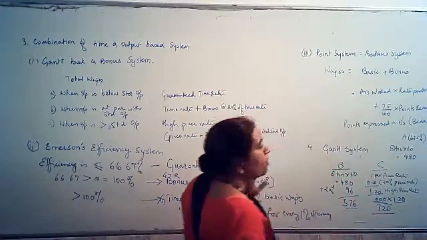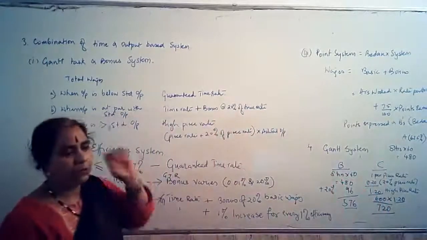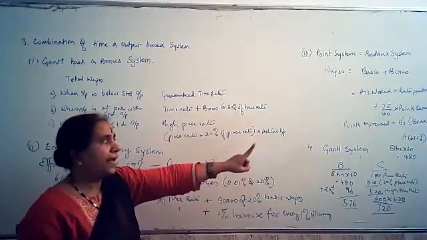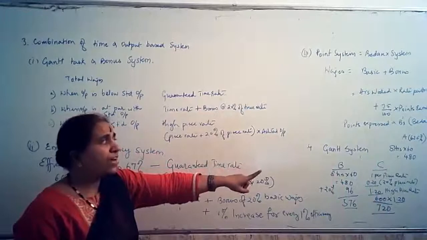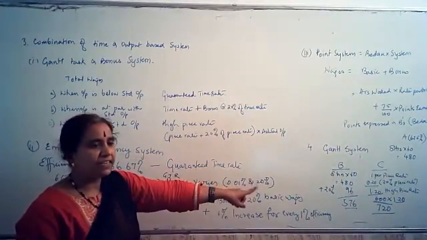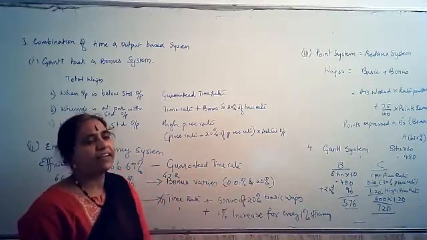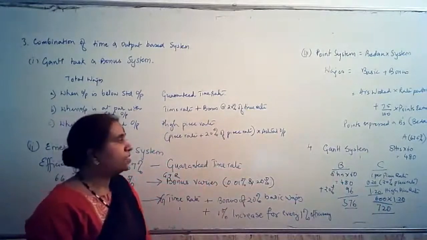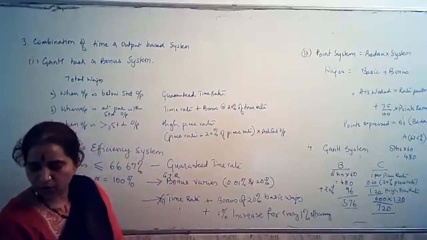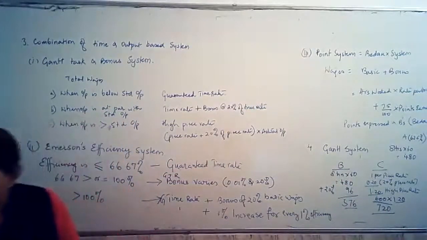So yesterday's problem, which we had missed with respect to Gantt's task system, we have calculated here. A is 480, B is 576, C is 720. This is the amount which each one of A, B, C is supposed to get as wages.